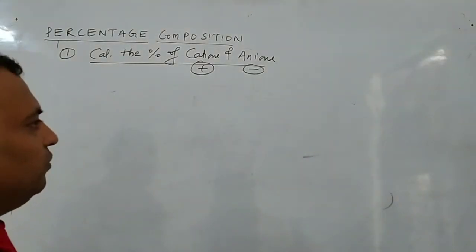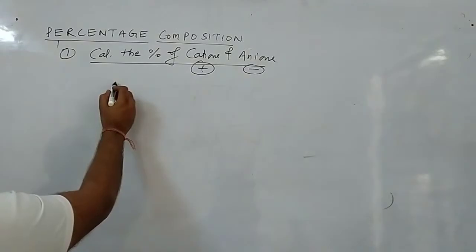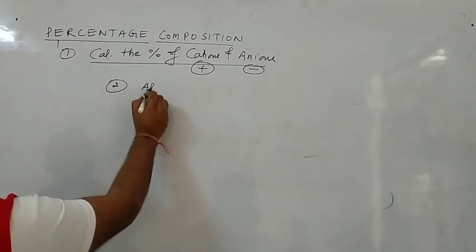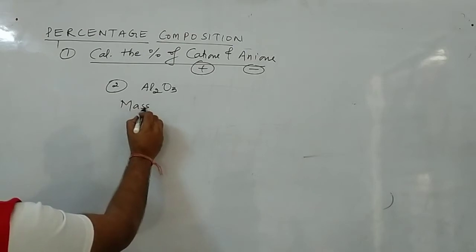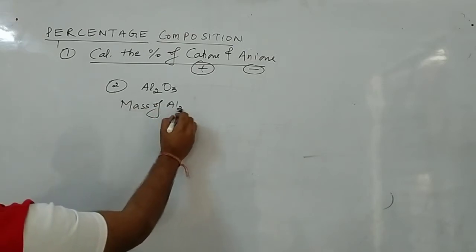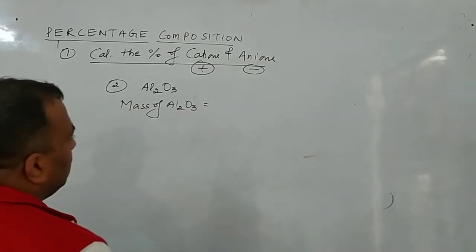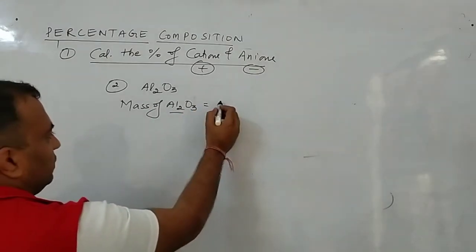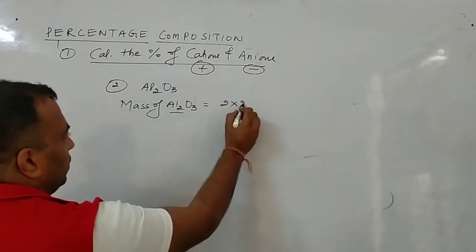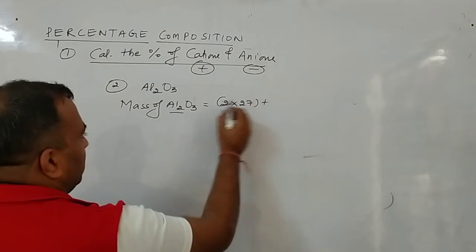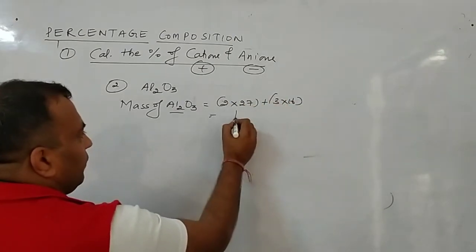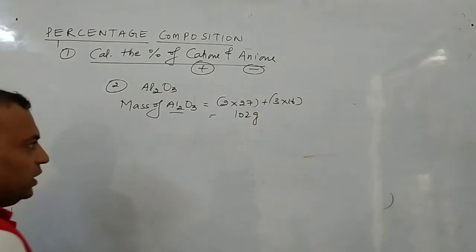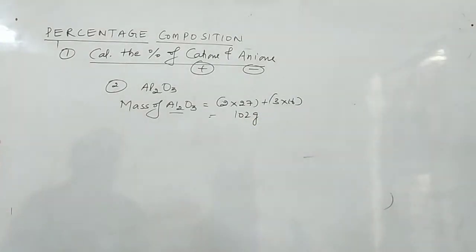I'll take the example of Al2O3, second. For this, just see. The mass of Al2O3. Aluminium, you know, 27. So multiply by 2. 2 into 27 plus oxygen 3 into 16. This comes out to be 102 gram. Okay, you will calculate, that comes out to be 102 gram.